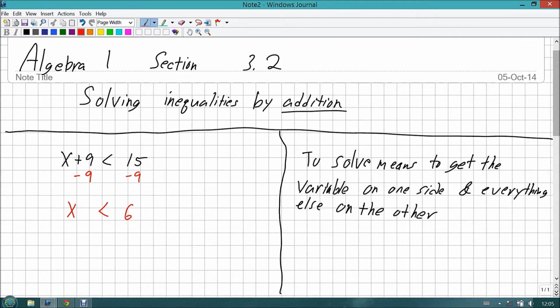So we solve for x by getting rid of the addition portion on the left, which was a positive 9. We subtracted 9 on both sides, to get rid of it on the left. When that happened, we were left over with 6. X is less than 6.